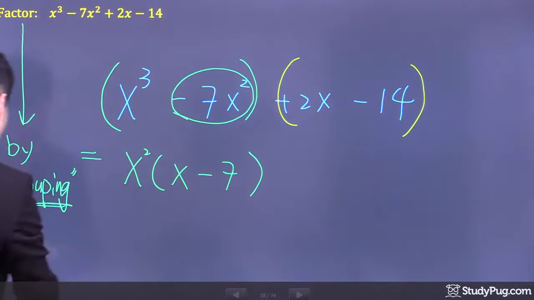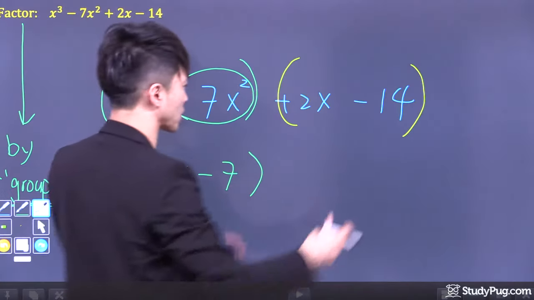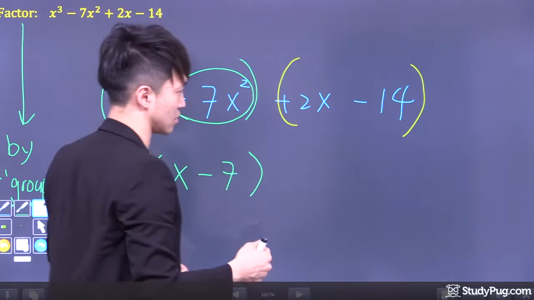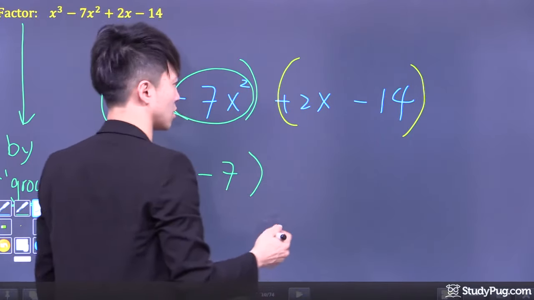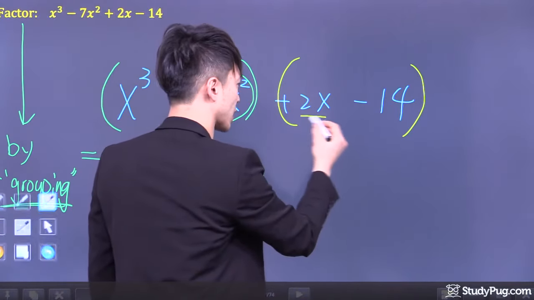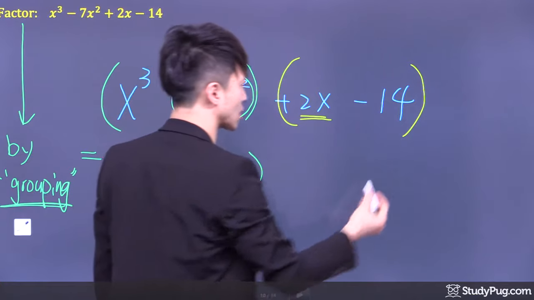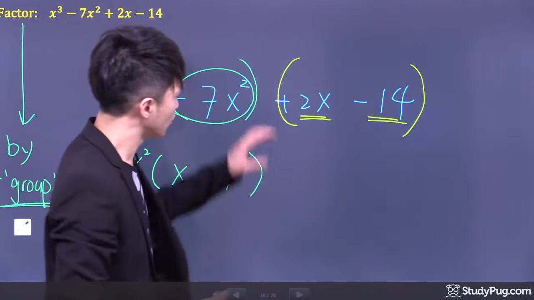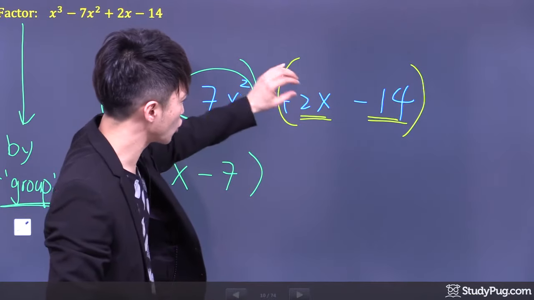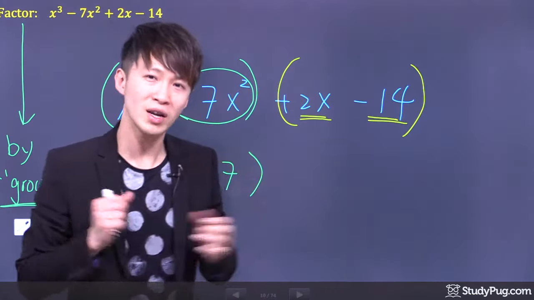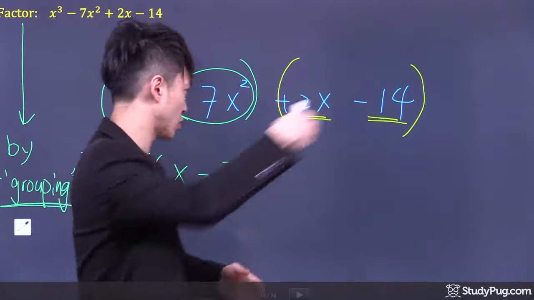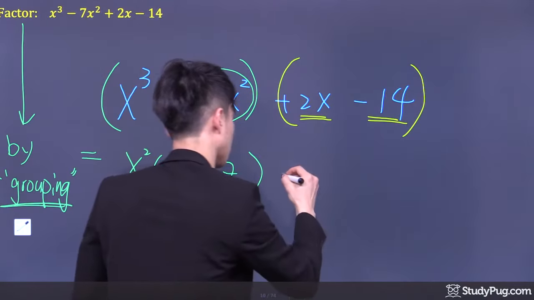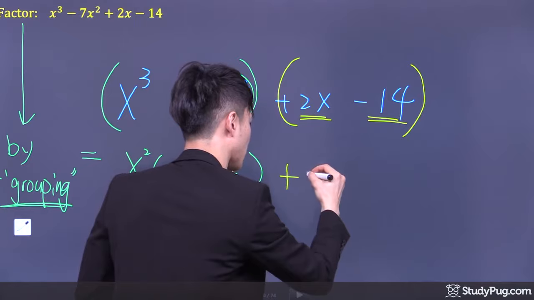Now, how about the yellow family here? So within the second family right here, first term we have 2x. The second term we have negative 14. Okay, so guys, focus on the numbers. Between 2 and 14, what is the common factor? 2. So let's take it out. So let's take out positive 2.